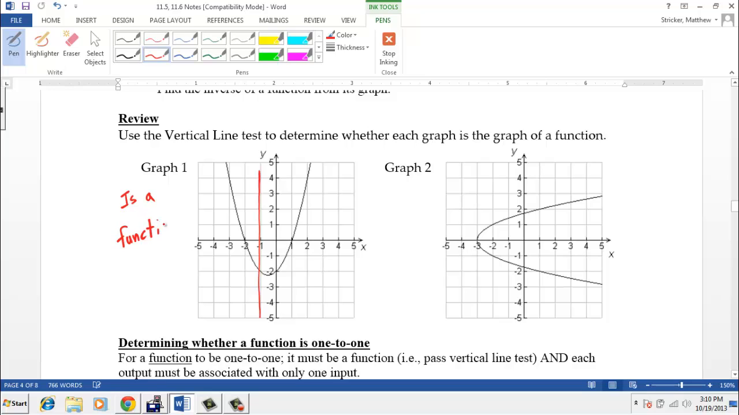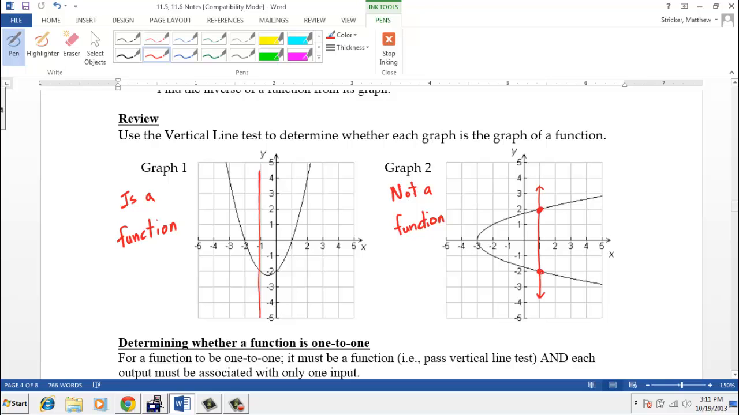But I hope you can see that the second graph is not a function, because if I pass a vertical line through this graph, we can see that this vertical line crosses in two places, right down here and also right here, which makes graph 2 not a function. So first of all, we need to be able to tell when we actually have a function.